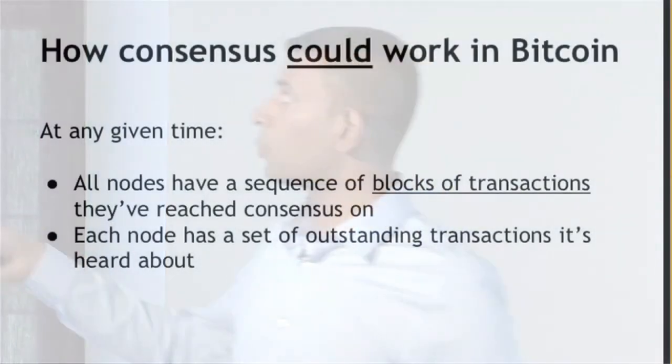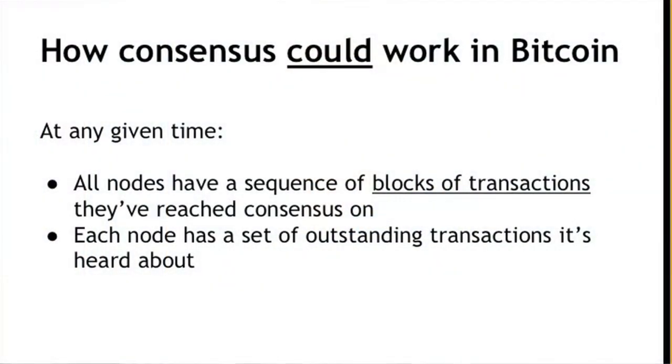How consensus could work in Bitcoin is that at any given time, all the nodes in the peer-to-peer network would have a sequence of blocks of transactions that they've reached consensus on. So recall that in Scrooge Coin, for optimization purposes, for efficiency, we put transactions into blocks and we link these blocks together on a blockchain. So we're utilizing a similar principle here. We could do consensus on transactions one by one. That would be okay. It would just be inefficient. So instead, we do consensus on a block by block basis.